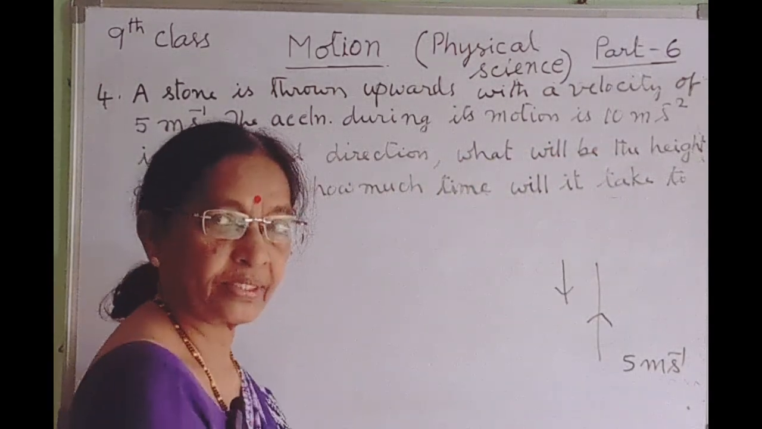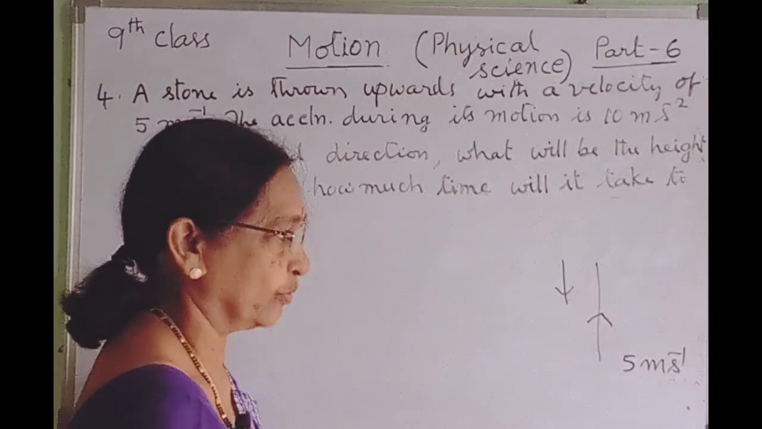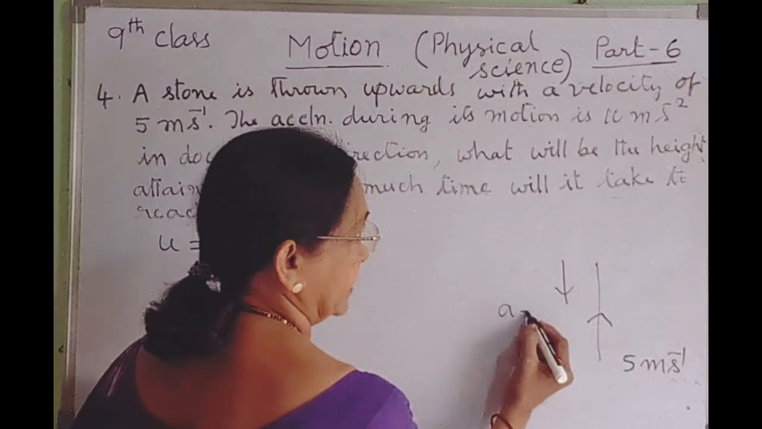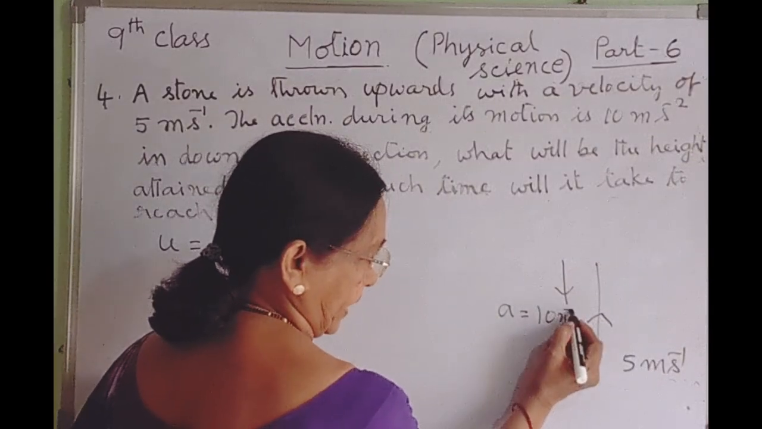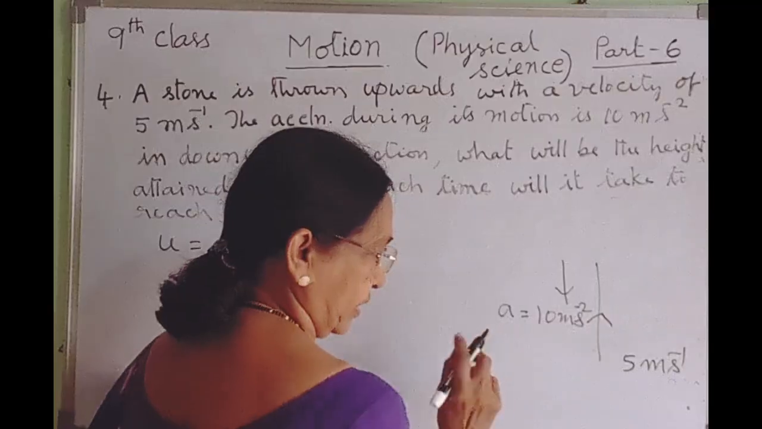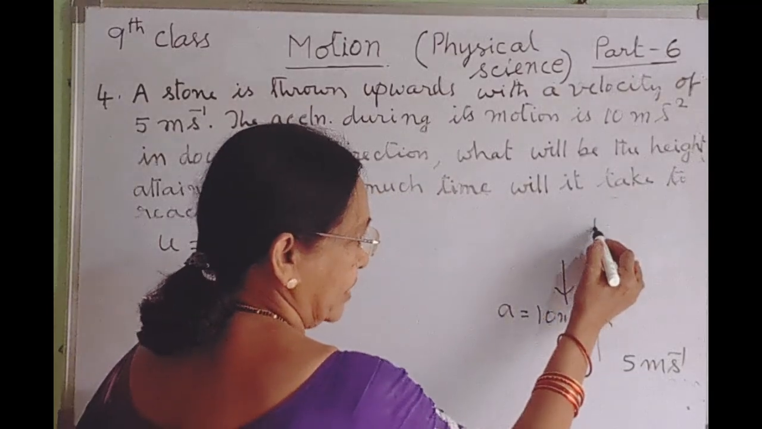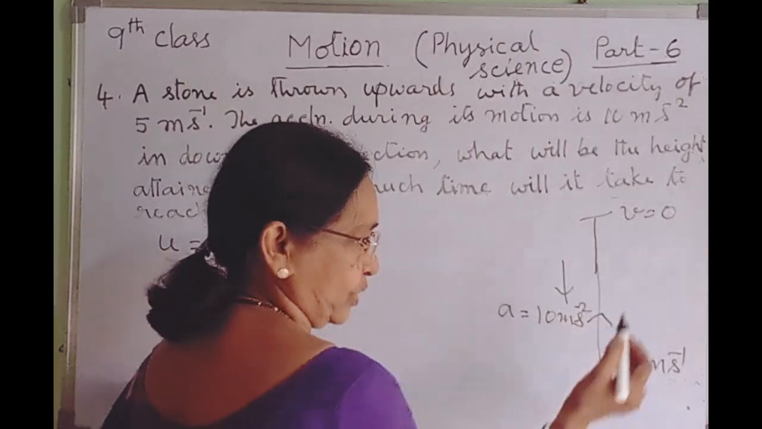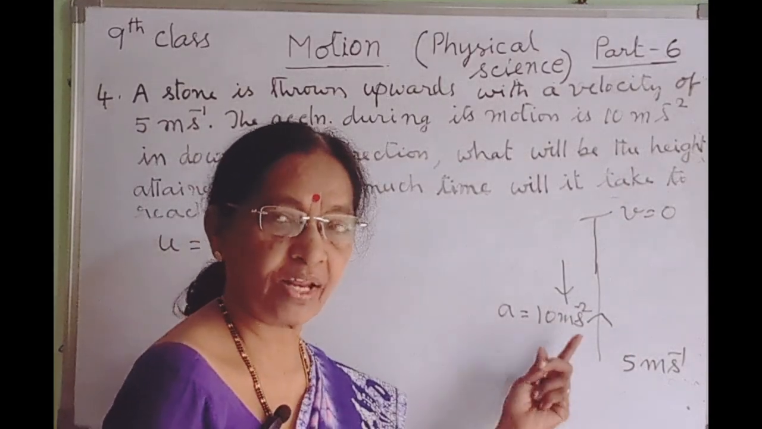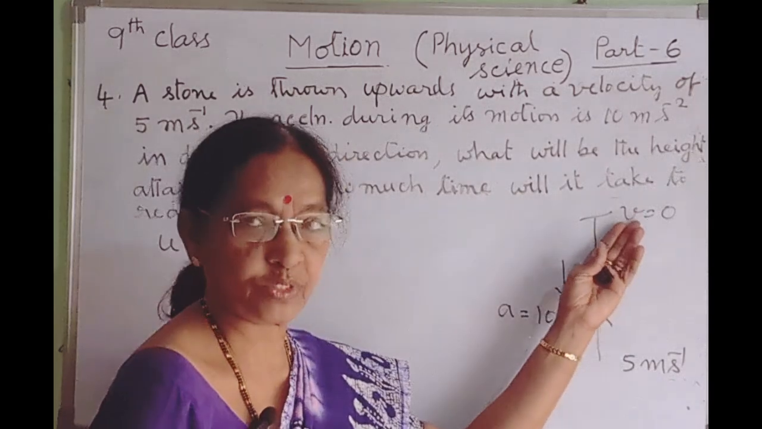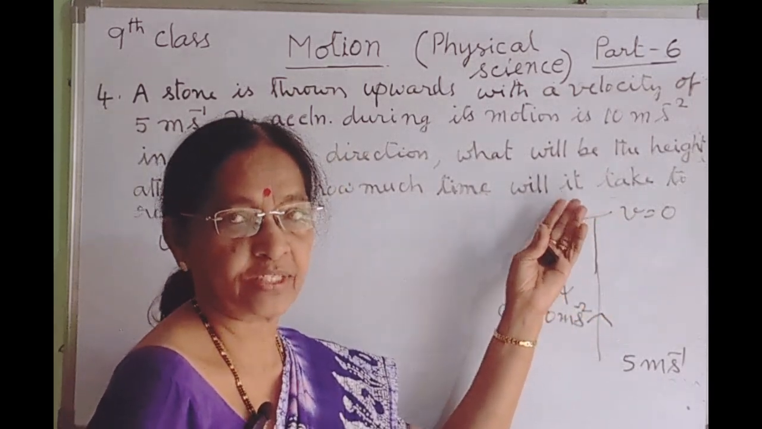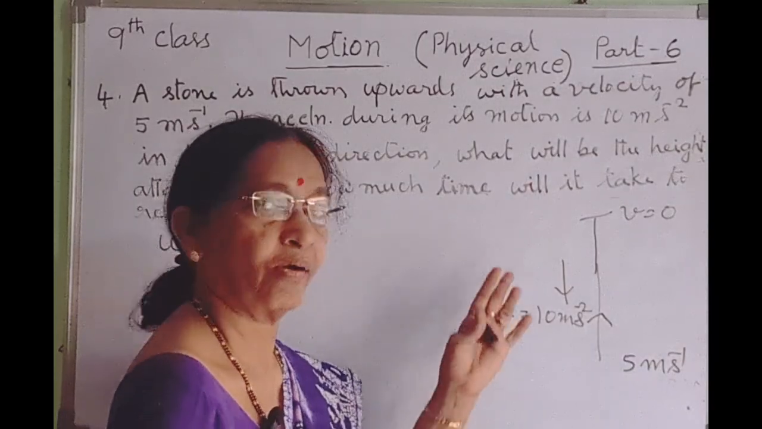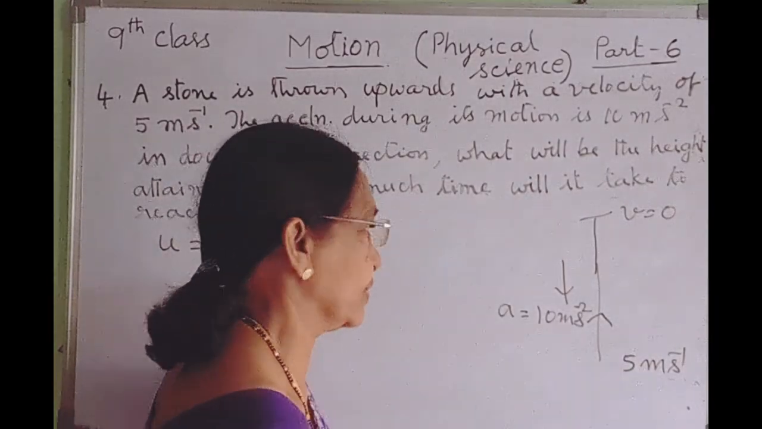Acceleration is downwards means earth attracts the stone downwards. So the acceleration is acceleration due to gravity, that is taken as 10 meters per second square, downward. And it travels to a height up to which its final velocity becomes 0. As the acceleration is downwards, its velocity gradually decreases and becomes zero. Then when its velocity becomes zero, it falls down due to the acceleration due to gravity, or earth's attractive force.